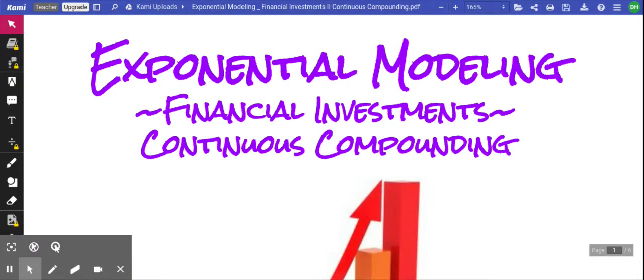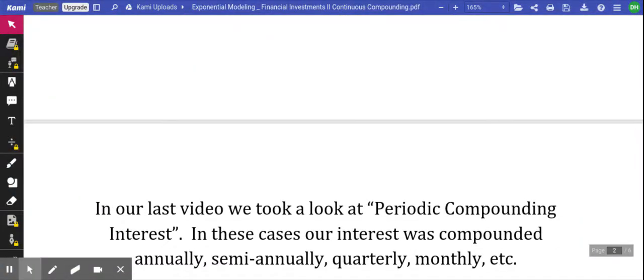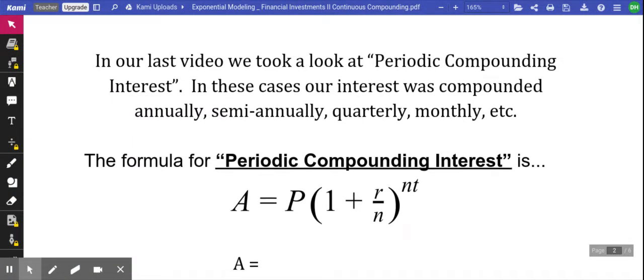Well, welcome back as we tackle day 2 of our two-part series on financial investments, where we're using these exponential models. And we're going to talk about continuous compounding interest today, whereas yesterday was periodic compounding. So let's just do a quick recap of our first video, and then we'll dive into this idea of continuous compounding.